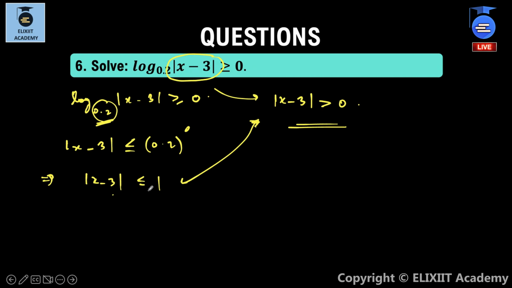Mod x minus 3 is less than or equal to 1. Also, mod x minus 3 is greater than 0. If you combine these two, ultimately we have to take the intersection only, right? It's the same concept. Basically, if we combine this, we will get this inequality. Is this portion clear to you?